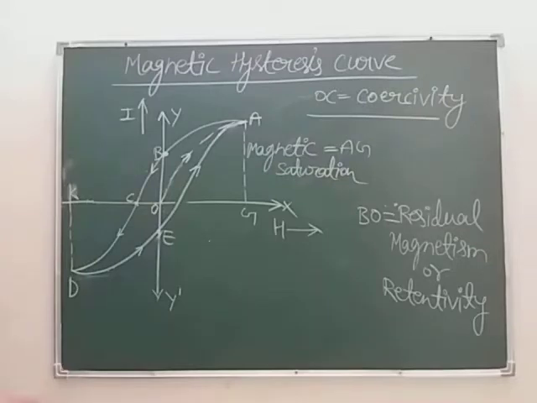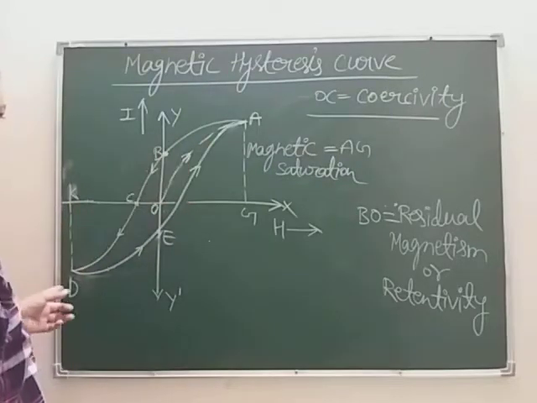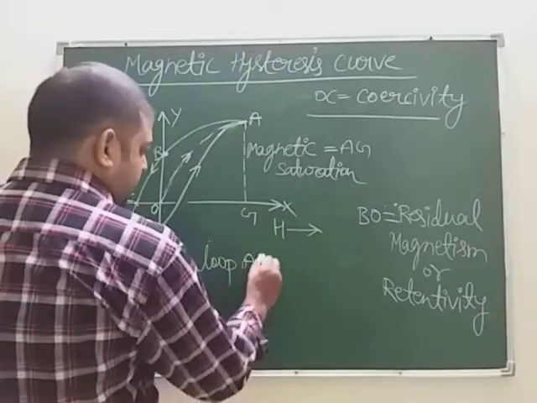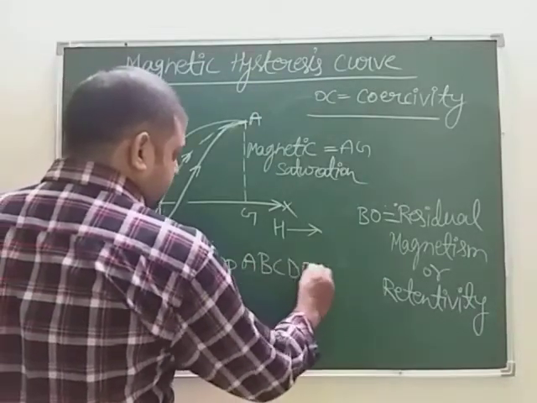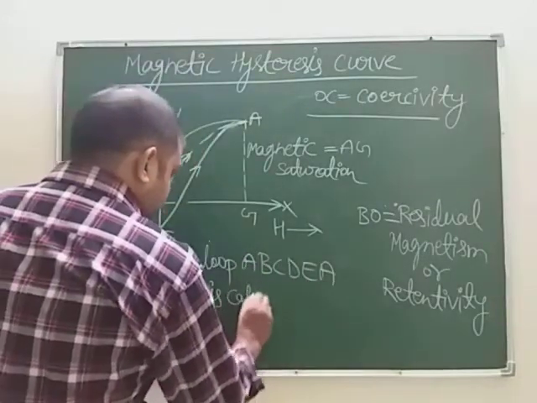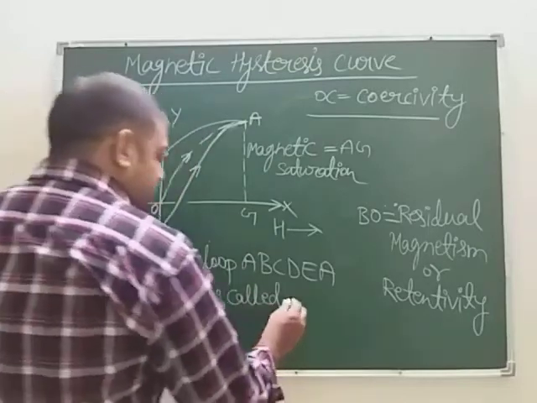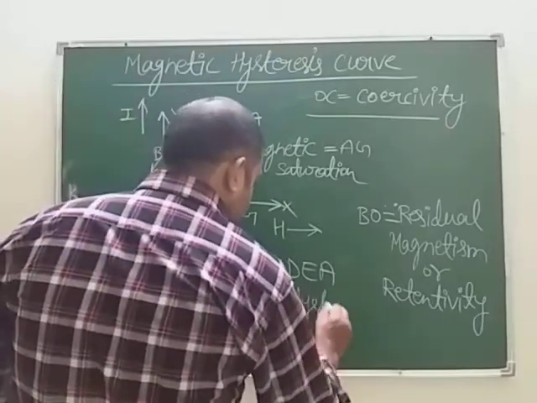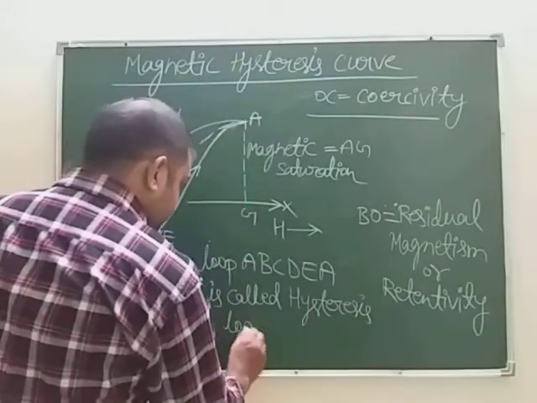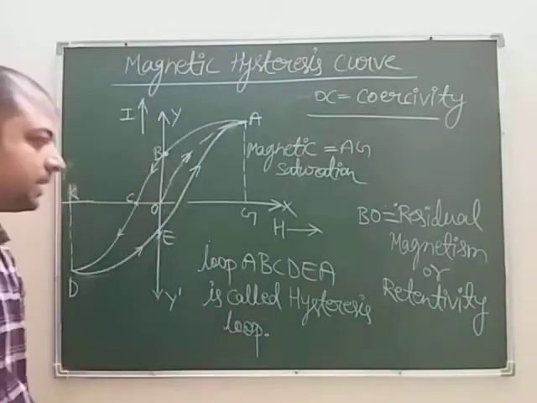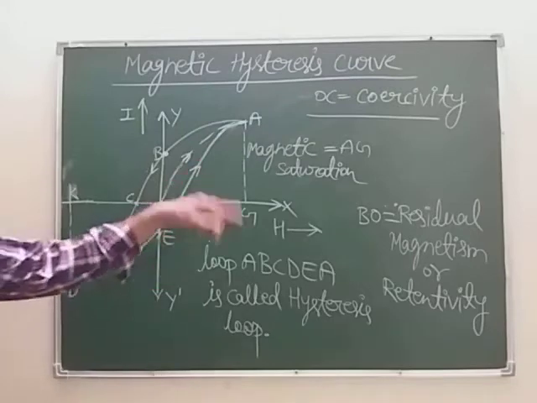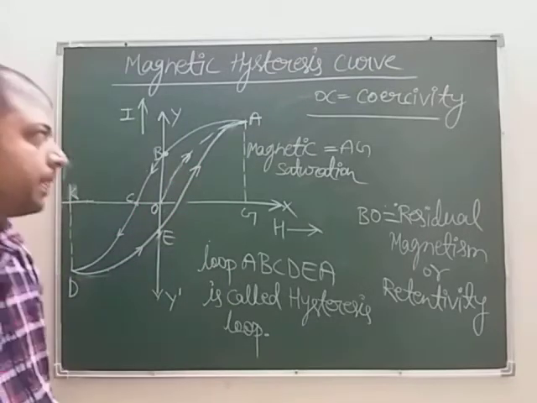And this loop A, B, C, D, E, A is called the hysteresis loop. Write down: the loop ABCDEA is called the hysteresis loop.